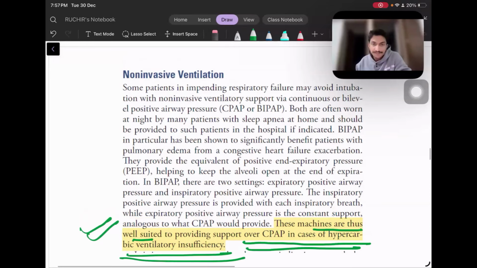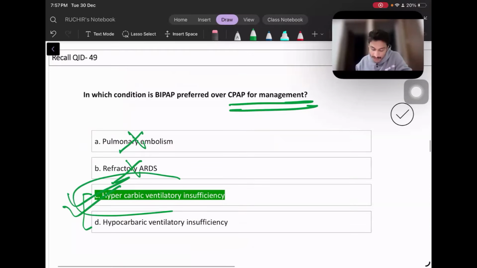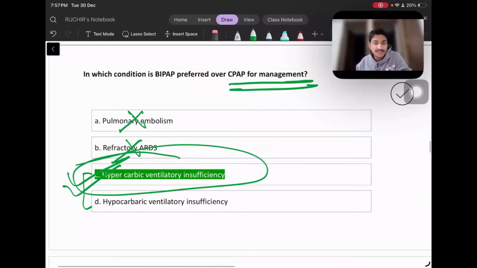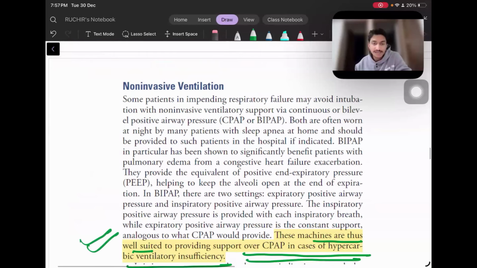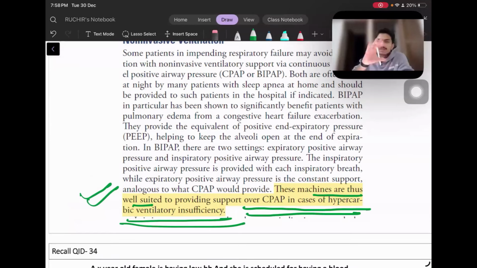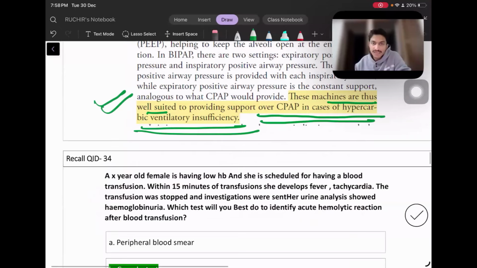So here the correct answer is hypercarbic ventilatory insufficiency. This is again taken from Sabiston's portion of the critical care chapter. If you see Schwartz, Sabiston, all the chapters from the first to last, they have taken something or another. Since the last 2-3 years I've been saying that there is no particular important topic in NEET SS. So please, those who will be preparing for next year, be aware of this.